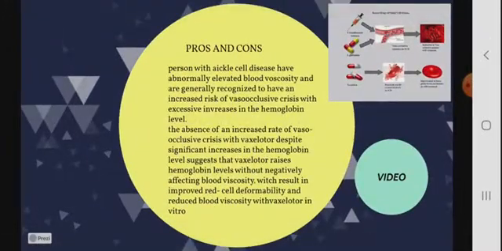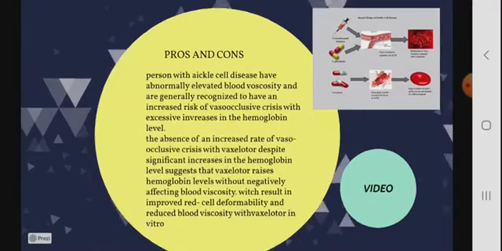Pros and cons. Persons with sickle cell disease have elevated blood viscosity and are generally considered to have an increased risk of vaso-occlusive crisis with excessive increases in the hemoglobin level. The absence of an increased rate of vaso-occlusive crisis with Voxelotor, despite significant increases in the hemoglobin level, suggests that Voxelotor raises hemoglobin level without negatively affecting blood viscosity, which resulted in improved red cell deformability and reduced blood viscosity with Voxelotor in vitro.